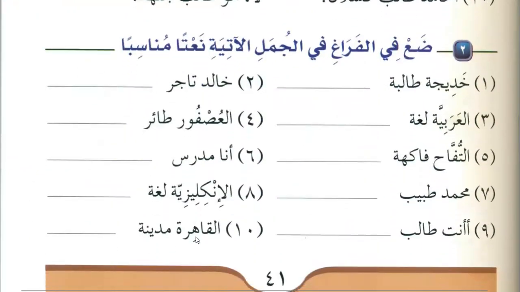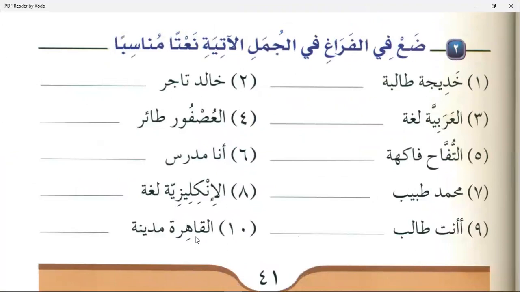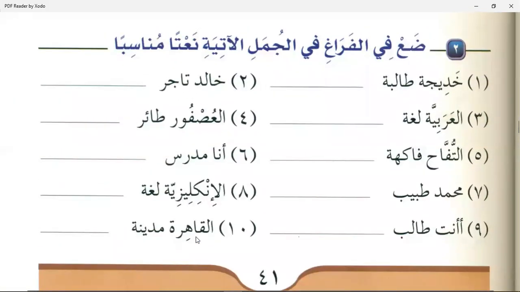Da fil faraghi fil jumalil atiyati na'tan munasiban. Put in the blanks in the following sentences an appropriate adjective. So you just need to put an appropriate adjective here. Raise your hand. Miss Kinza will do the first five and Miss Rahma the last five. Okay.